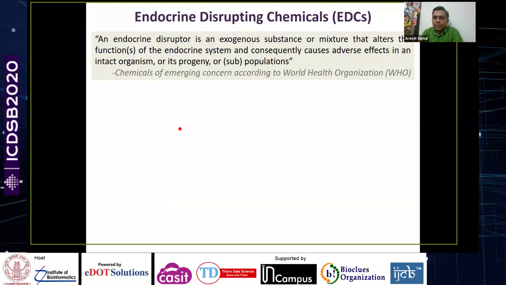So the work concerns a class of chemicals in our environment, which are known as endocrine disrupting chemicals or EDCs, which are defined by the World Health Organization as follows. An endocrine disruptor is an exogenous substance or a mixture that alters the functions of the endocrine system and consequently causes adverse effects in an intact organism or its progeny or subpopulations. These are dubbed as chemicals of emerging concern according to the World Health Organization.